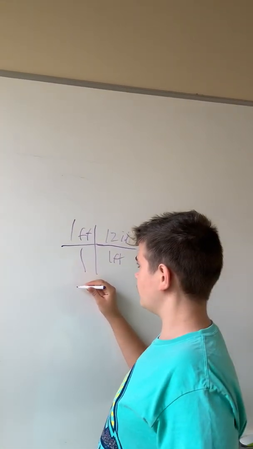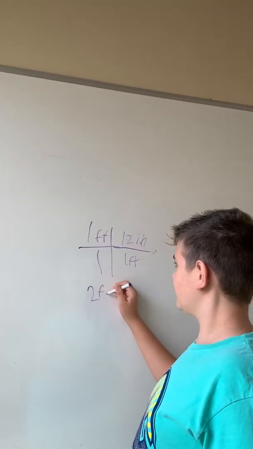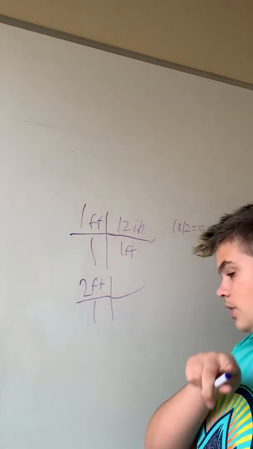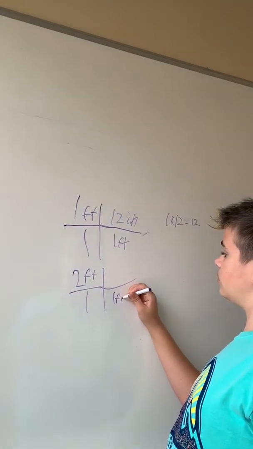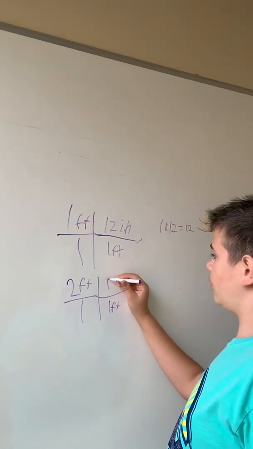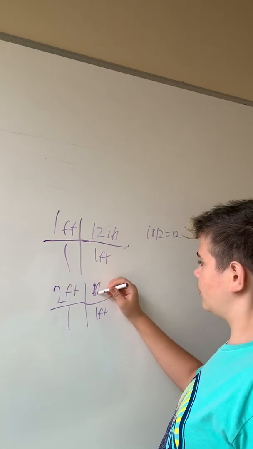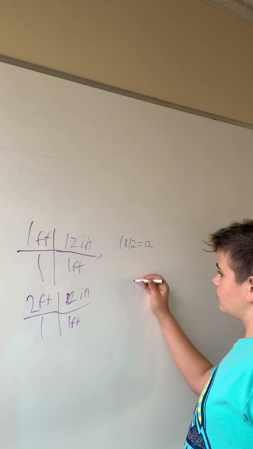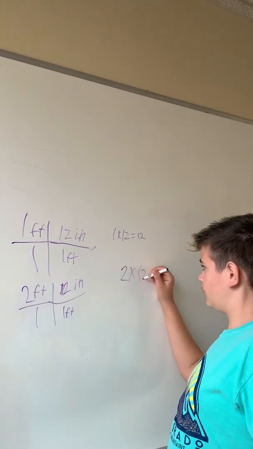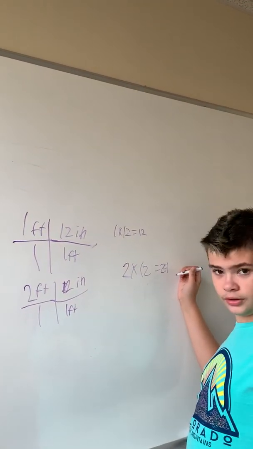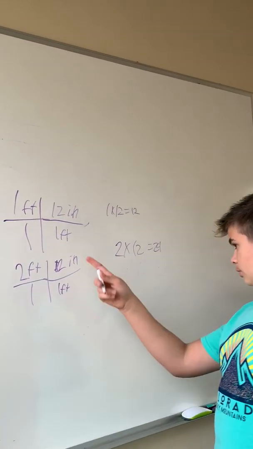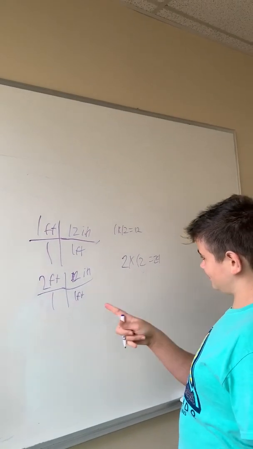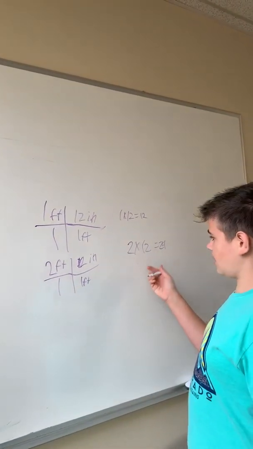This also applies if it were 2 feet. Over 1, which is always, but we'll get to that. And in 1 foot, there are 12 inches. So 2 times 12 equals 24, right? Yeah, that's numbers. I almost wrote that there because I've been doing this for so long. So that's how you do dimensional analysis.